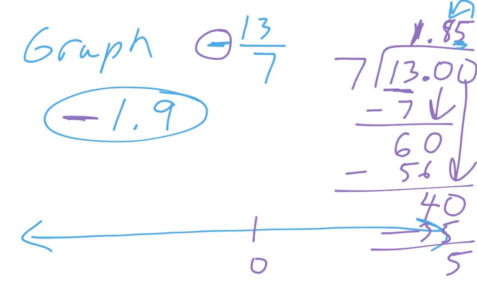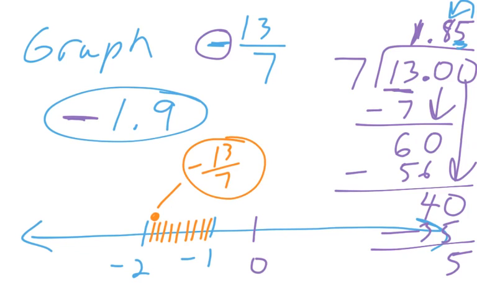So since it's negative 1.9, I think I might have said 1.89 by mistake. I apologize if I did. Since we rounded it to negative 1.9, that's going to be between negative 1 and negative 2. Okay? So we make our 9 marks. And I'm going to put it on the 9th mark because the 10th mark is negative 2. So here, and I like to write the original number, negative 13 over 7. Perfect.